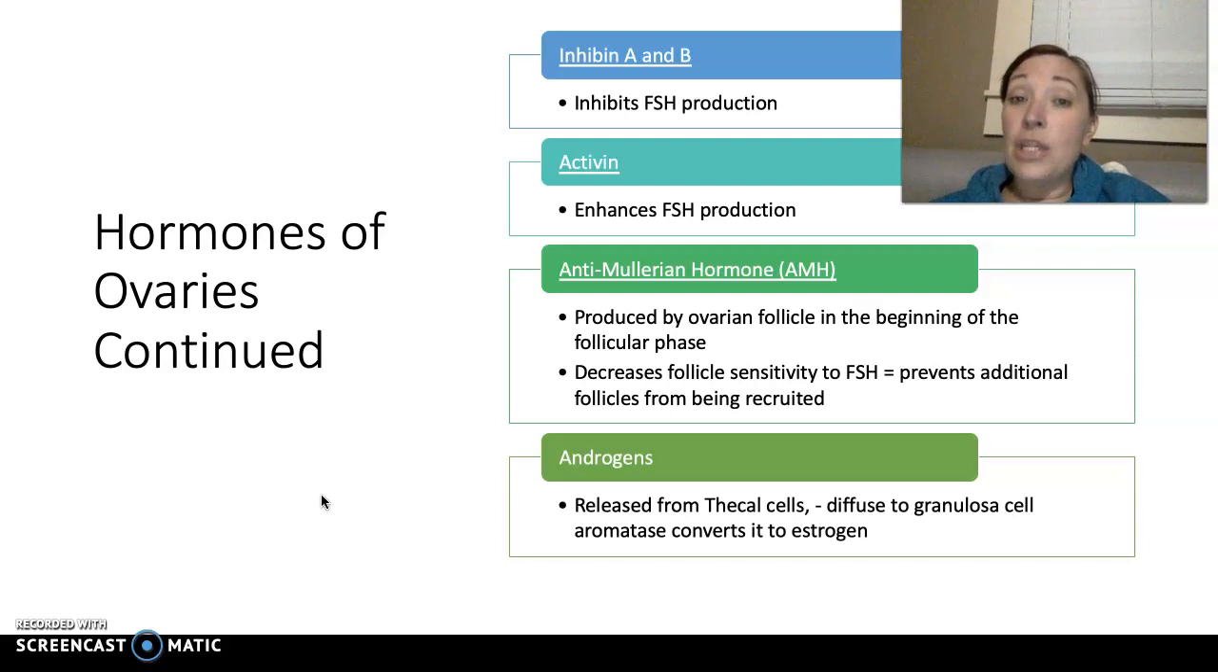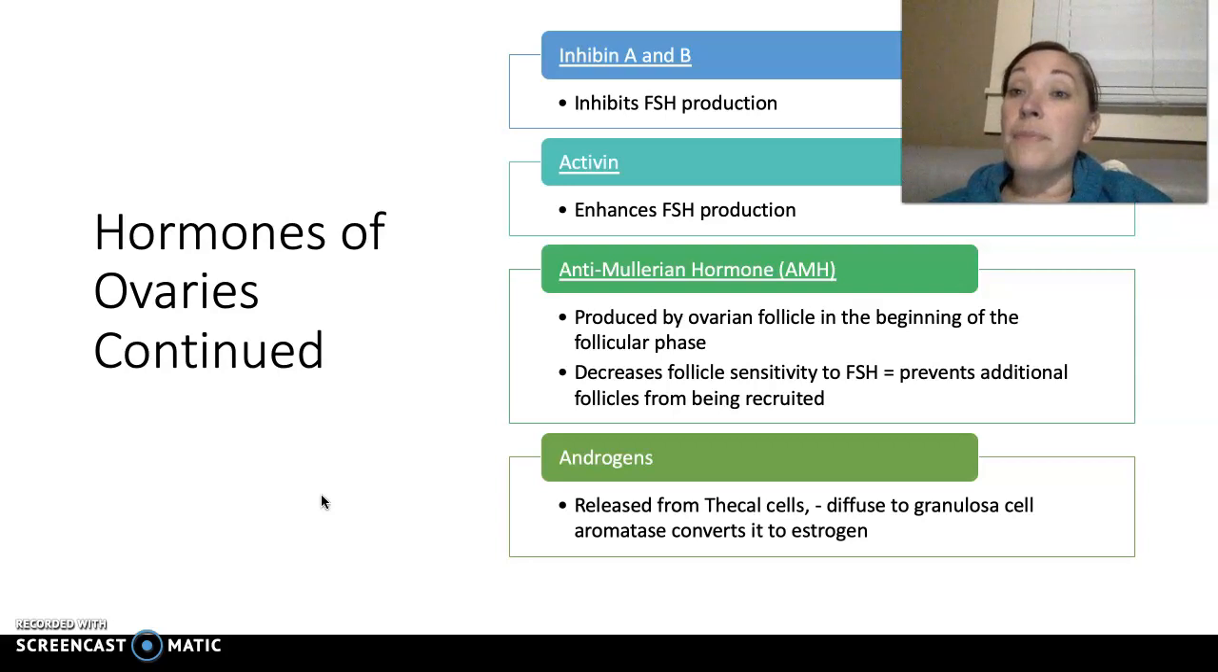So AMH is produced by the ovarian follicle in the beginning of the follicular phase. What it really does is decrease the follicle sensitivity to FSH, and it prevents additional follicles from being recruited. If you remember earlier, I mentioned that we already recruit a few primordial follicles, and that one primary follicle is chosen to go through the rest of the cycle. And we don't want to over-recruit those follicles.